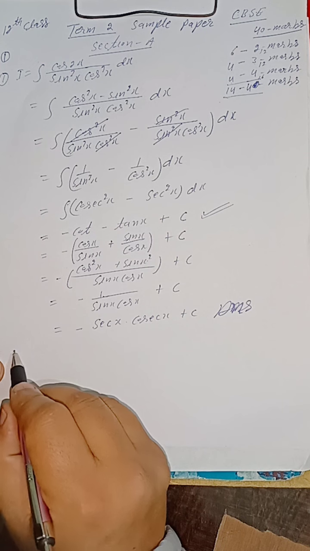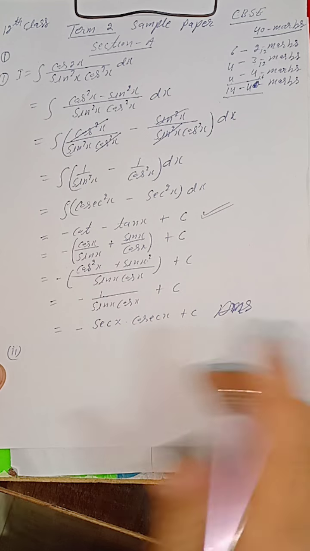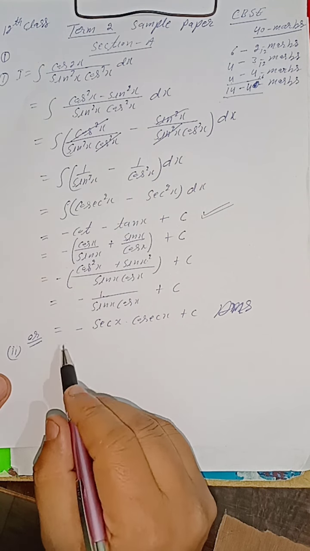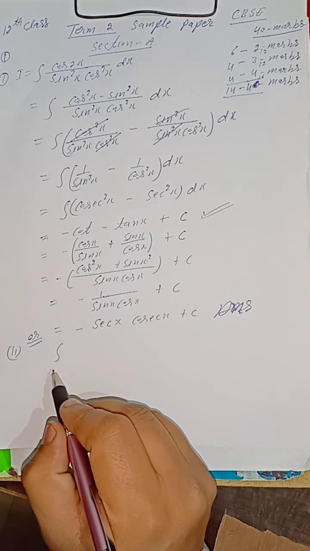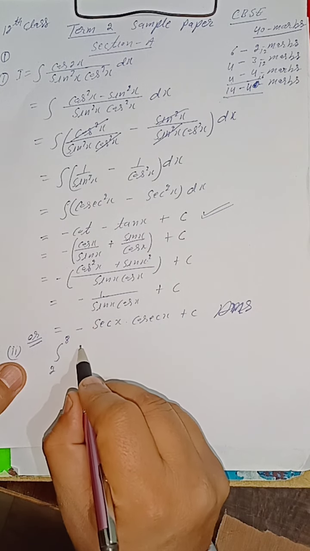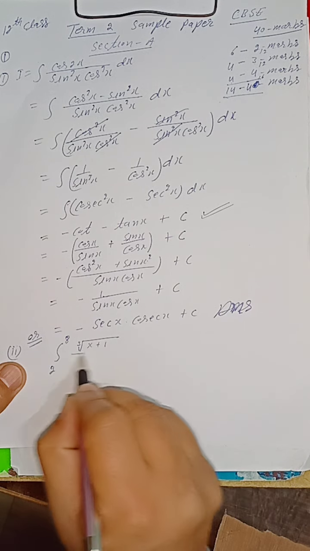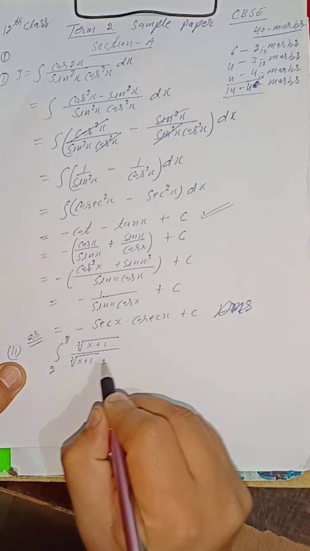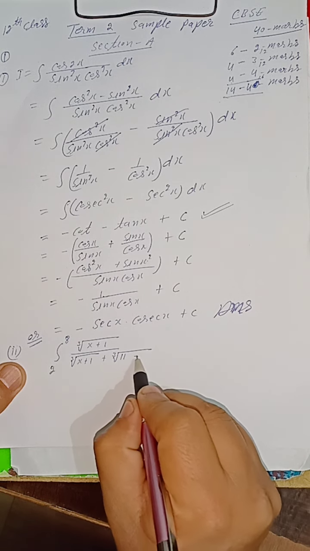So next question, this is the OR part. There is option, either we can do the first sum or the second part of question, which is integral 2 to 8 of cube root x plus 1 upon cube root x plus 1 plus cube root 11 minus x.